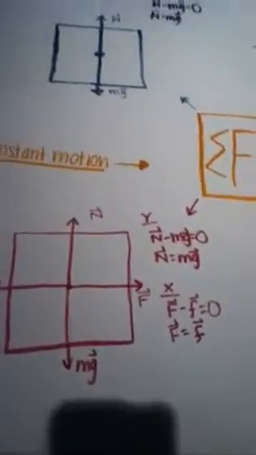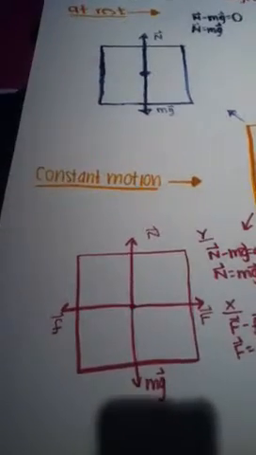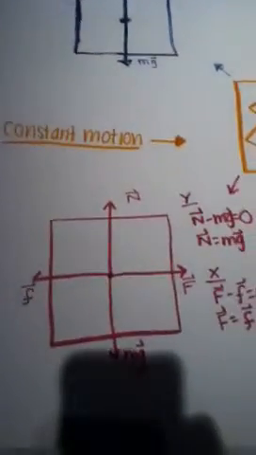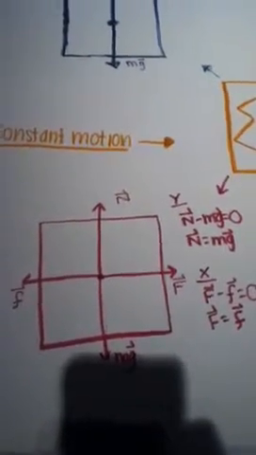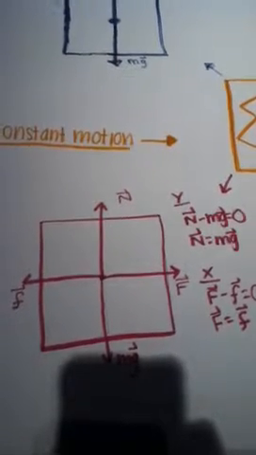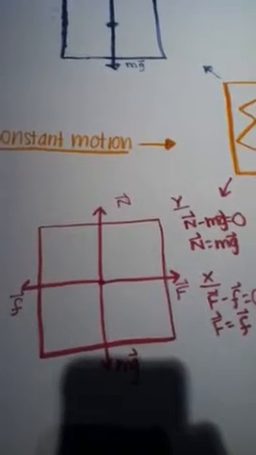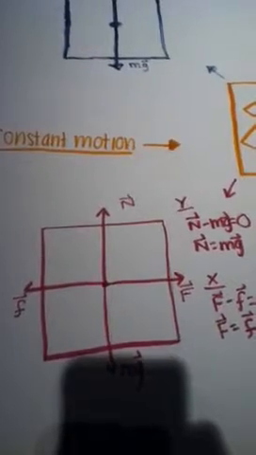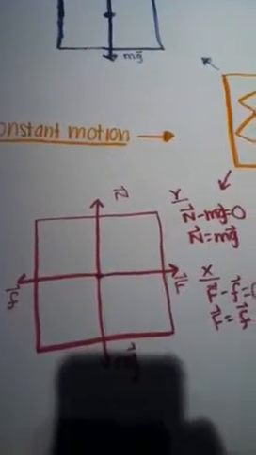In the third situation, there's an object on a level surface moving at constant motion. In the y-axis, you have the normal force minus weight equals 0. In the x-axis, you have a force minus friction is equal to 0.